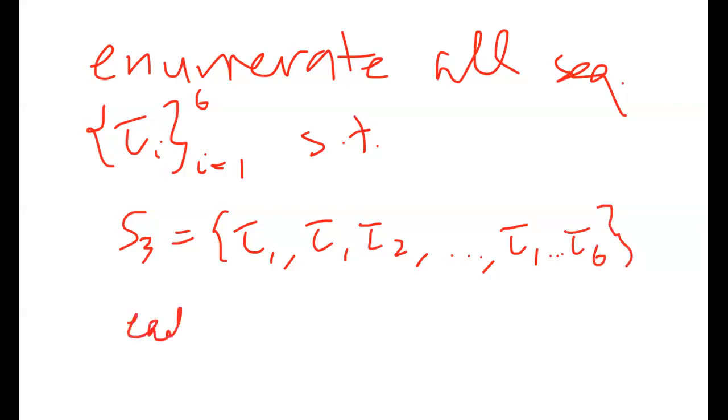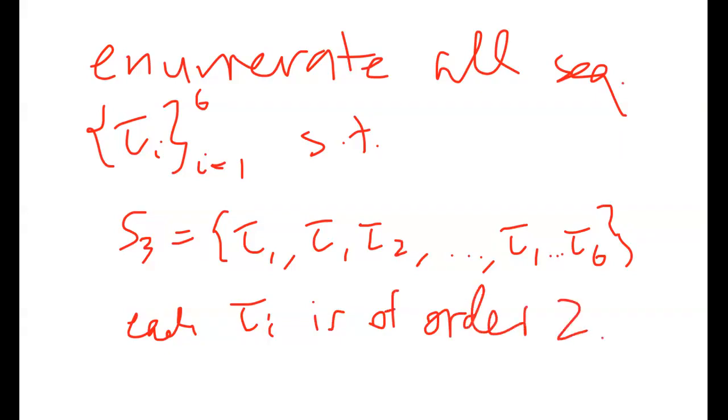And each τ_i is of order 2. So right away we notice that there are 6 of these products and S3 has size 6. So we can't afford any redundancy. Oh, sorry. We also want this last one to be the identity. So we have 6 products, 6 elements in S3, so we can't afford any redundancy. Each τ_i being of order 2 tells us immediately that it's a transposition, because in S3, of the 6 elements, only 3 are of order 2, and those are exactly the transpositions.